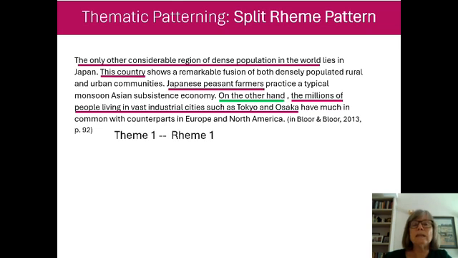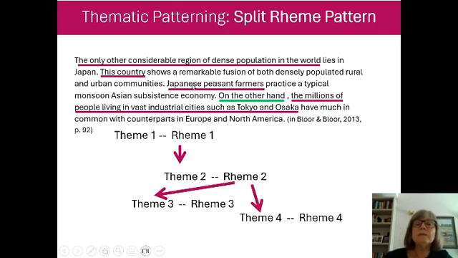So what we see happening here, right, the rheme of this clause, the first clause in Japan, this country, theme 2, then rheme 2 is split into sentences 3 and 4, right, or clauses 3 and 4. We have Japanese peasant farmers picking up on rural communities, and millions of people living in industrial cities picking up on urban communities. So those are some different thematic patterns that happen in text.